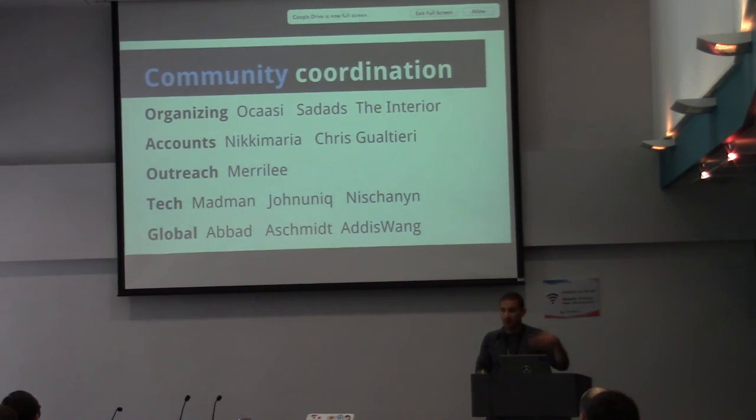And then globally, we're starting to develop this network of coordinators, Abad and Mohamed Ada from Arabic Wikipedia, and Mattis Wang from Chinese Wikipedia, and A. Schmidt from German Wikipedia. Just so many people have been interested in working on this, and we need a lot of help. So if you're interested, please just contact me.